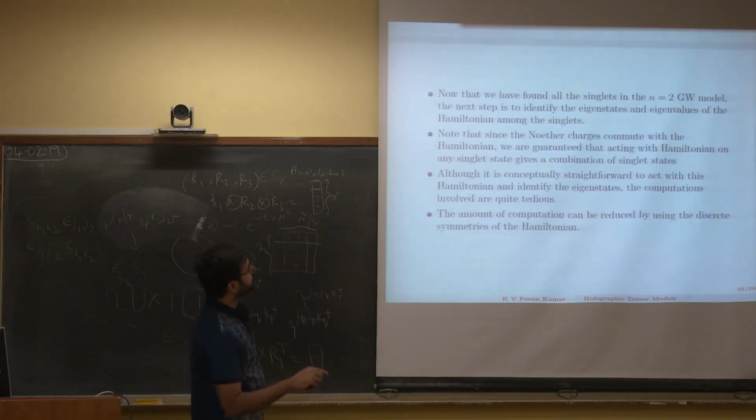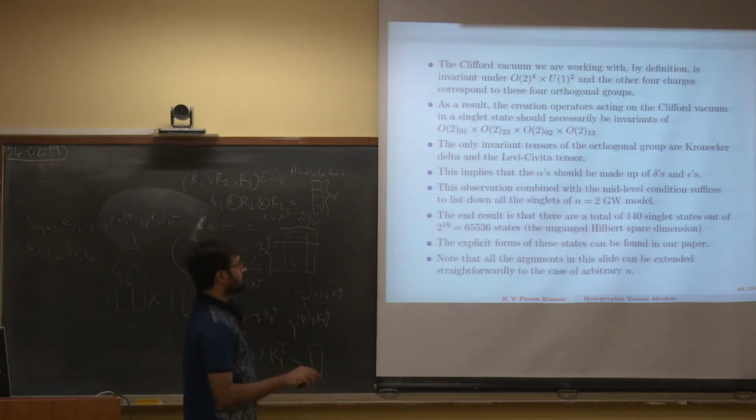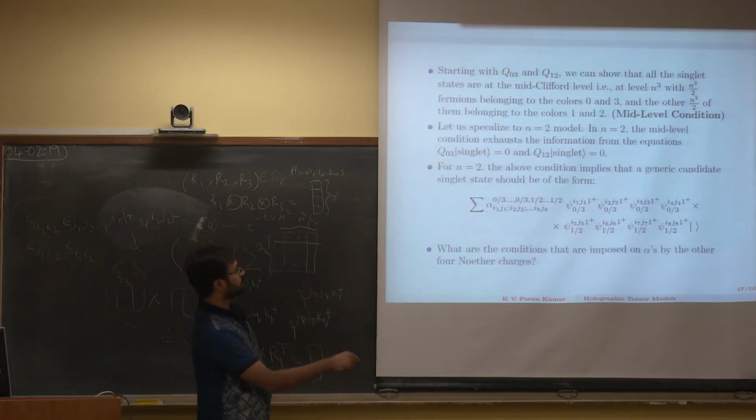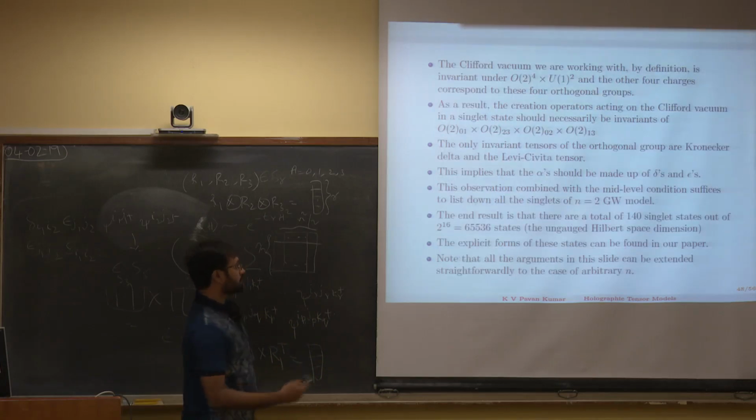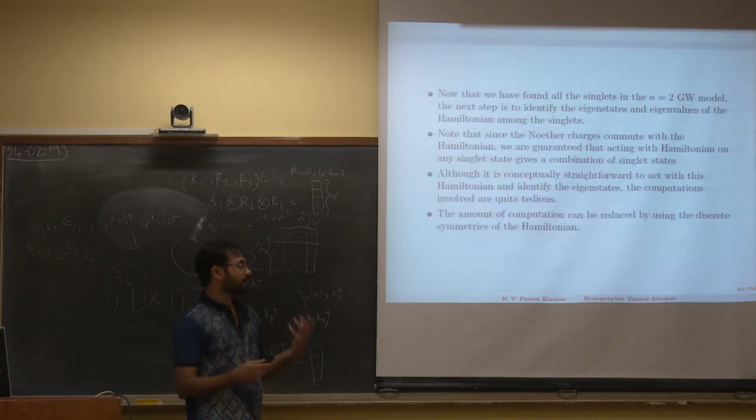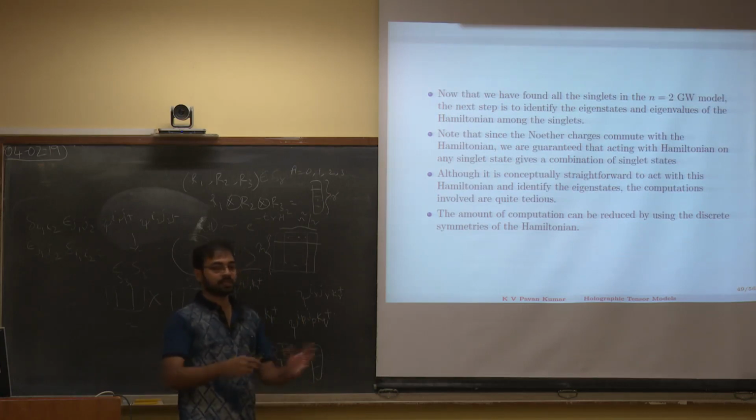Now, using the mid-level condition and the fact that it's only made up of epsilon and deltas, we can list down all the singlet states. The next thing is that we need to act the Hamiltonian on each of the singlet states and then find the eigenstates. That is conceptually simple, but the expressions are somewhat tedious.